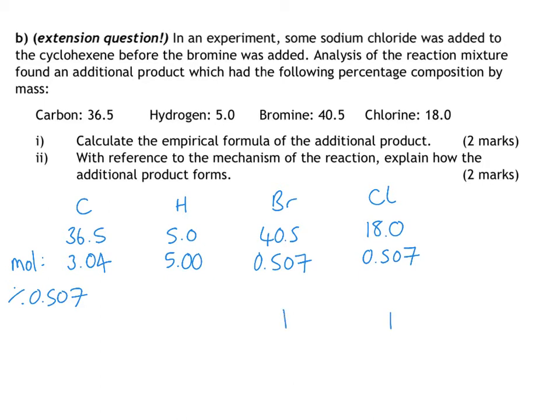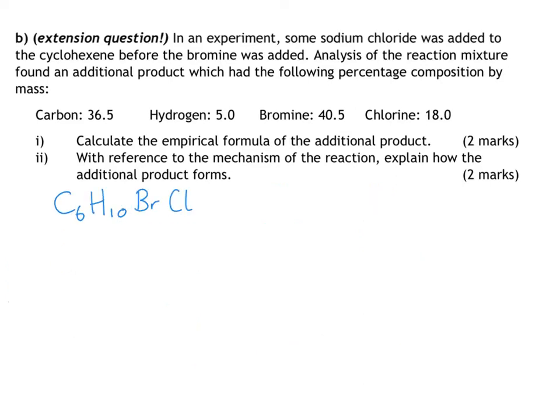5 divided by 0.507 basically gives me 9.9, and if I take 3.04 divided by that, I get 5.99. So rounding up, because these are 0.9s, they're very close to the numbers, I can round these up to say that I have an empirical formula of C6H10BrCl. So that's my empirical formula.